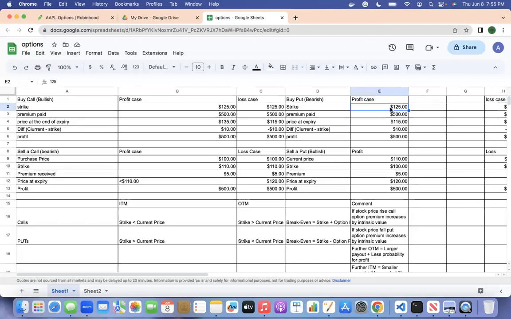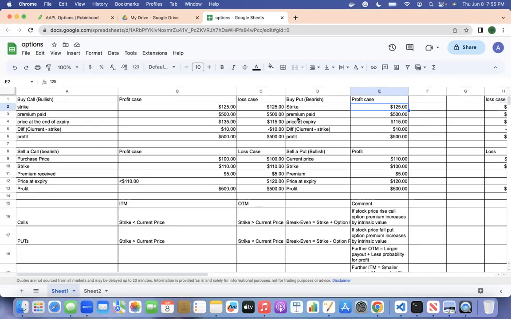So basically, even though you are paying $500, you are making $1,000 because you're selling each stock $10 more than the market price. The market price went down to 115, and you are making a profit of $1,000 minus the premium you paid, which is $500. So 1,000 minus 500 is $500 your profit, right?